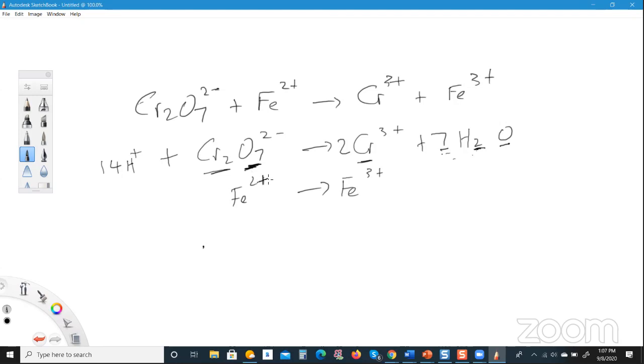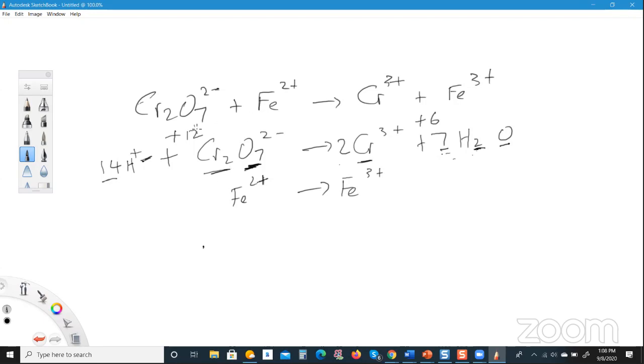Okay, so what does that mean for the first half equation? If you look closely at the first half equation, you notice that you have 14 plus charges here, and we have a -2 here. So the total number of charges on the left side would be 14 minus 2, which would be plus 12. So we have a total of plus 12 charges on the left side. On the right side, we have 2 times plus 3, 6. There are no charges provided by the water, so therefore the total charges on the right side will be plus 6, all right?